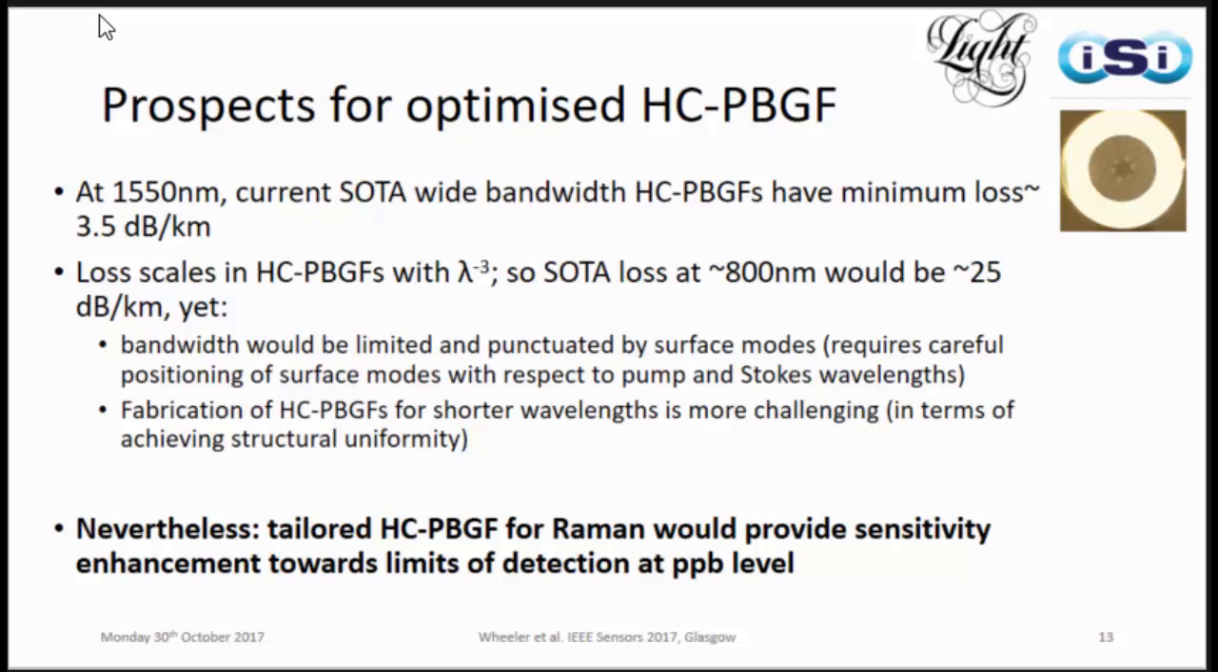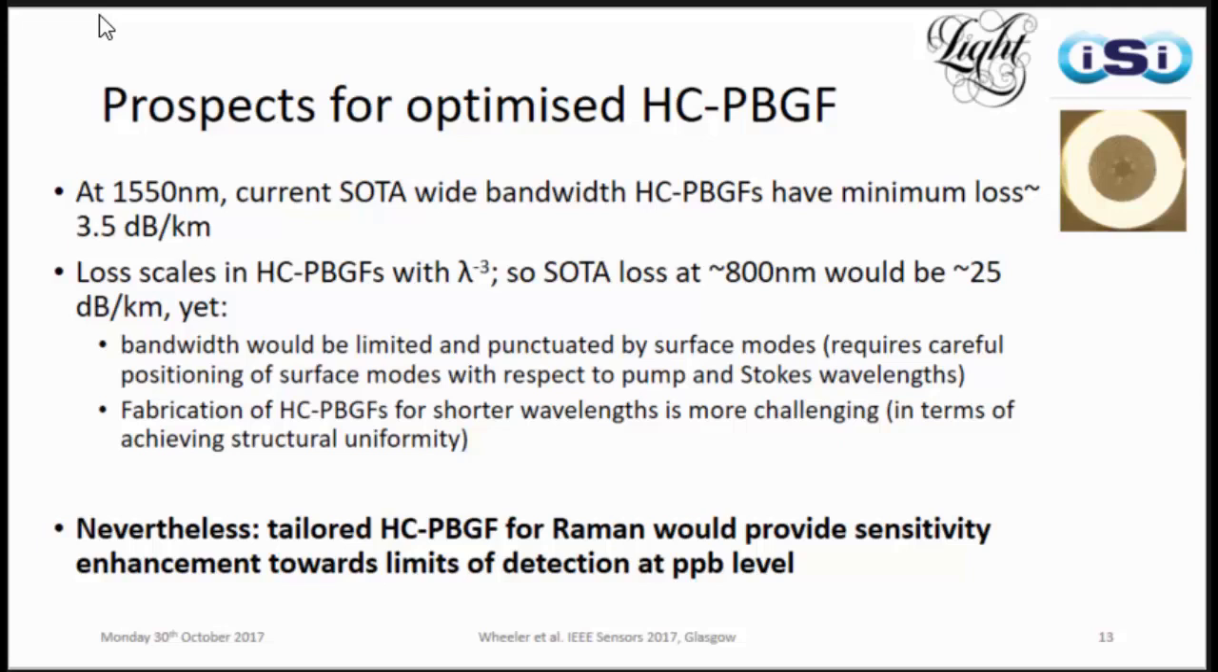The loss in bandgap fibre scales inversely with wavelength to the power 3. So we can say that if we shift our state-of-the-art fibre down to around 800 nanometres, we'd aim for a loss of 25 dB per kilometre. But in reality, we have to consider that the bandwidth of that fibre will be punctuated by surface modes, and it will be limited. So you'd need some careful design of the fibre and positioning of those surface modes to be able to operate it for whatever Stokes wavelengths you're interested in.